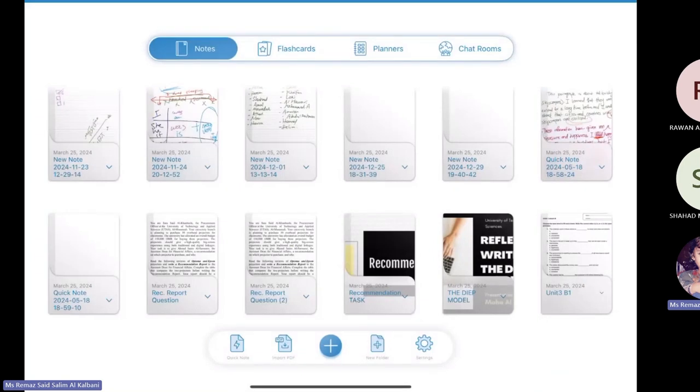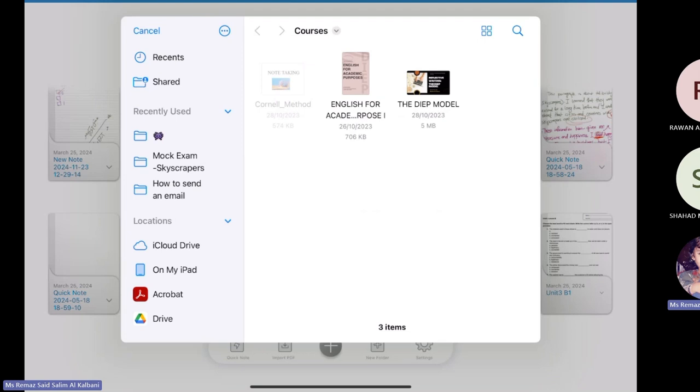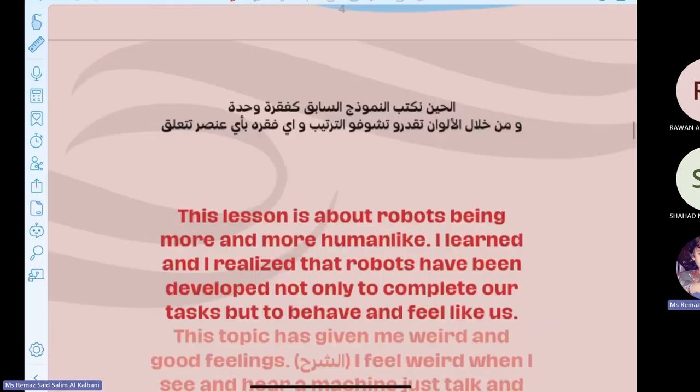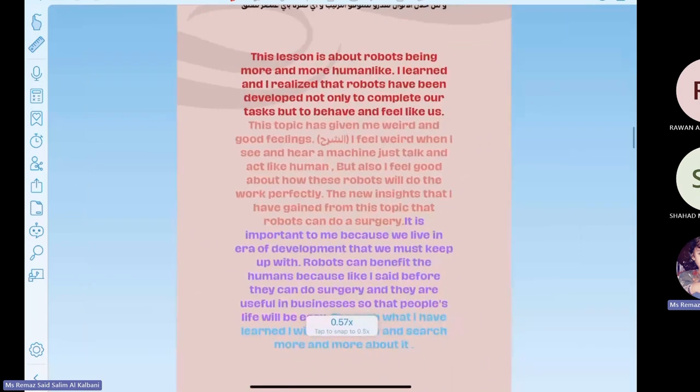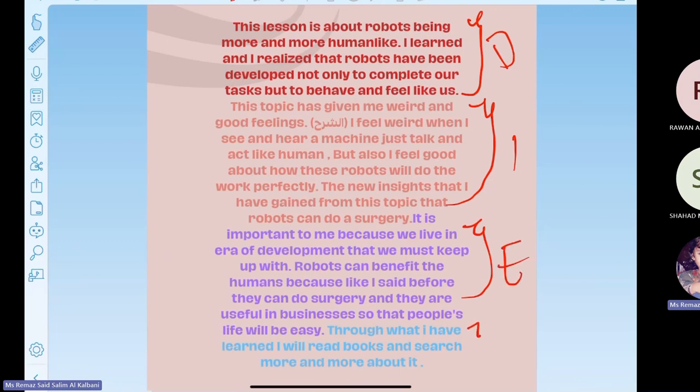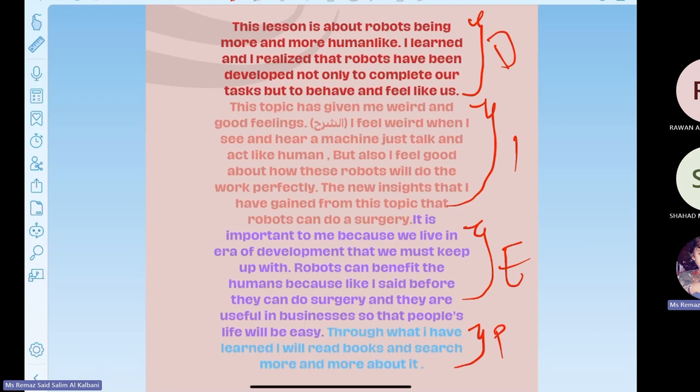Here is, wait. This is the other model that is quite clear. The other one, okay? If you go through the other one, you will find it like this. Well, the first part is where you describe. The second part is for interpreting. The third is for evaluating. And the last one is for what? For your future plans. Okay? So as you can see, four parts, each one represents something.